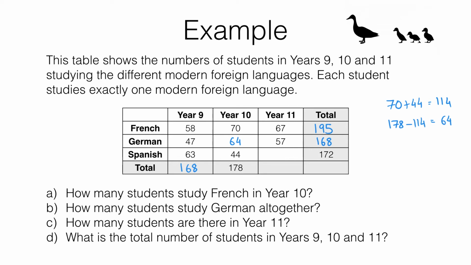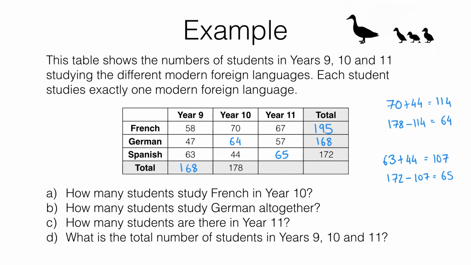What you should have found is that the Spanish students in Year 9 and Year 10 add up to 107. We need a total of 172, so we need to do 172 minus 107, and that gives us 65, and that is the missing number here. There are 65 Year 11 students.